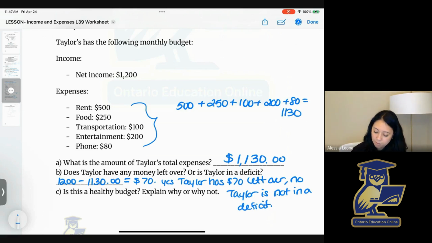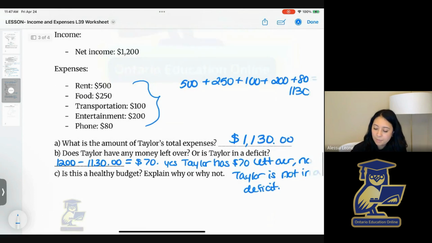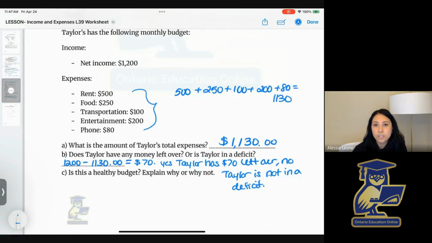Is this a healthy budget? So healthy budget means, do you think this is a good budget? Do you think what she's spending makes sense based on what she's making? She's bringing home $1,200. She's spending $1,130. In my opinion, is $70 enough in between? I'm gonna say no. I think that $70 is not enough buffer room for life. And I don't think $70 is enough for, say, an emergency comes up.